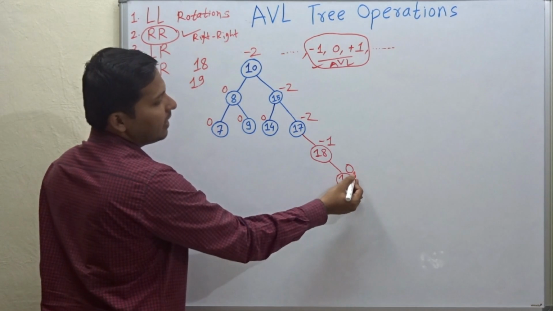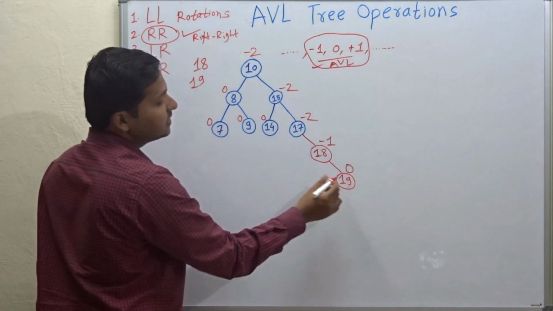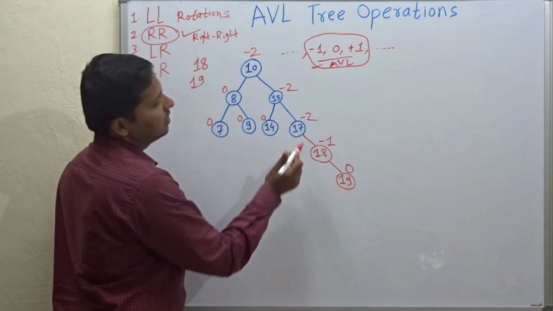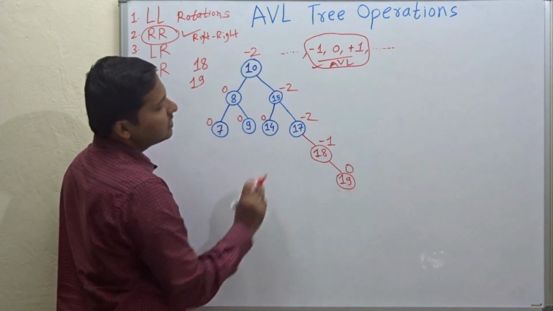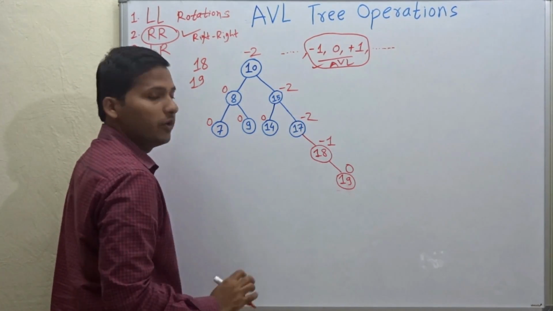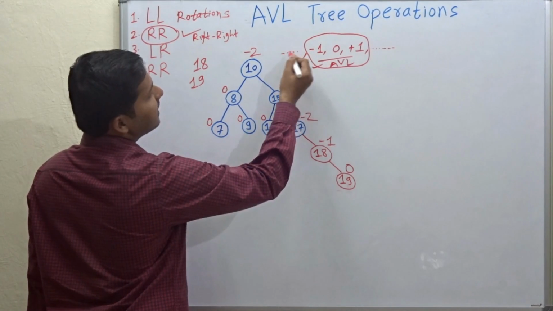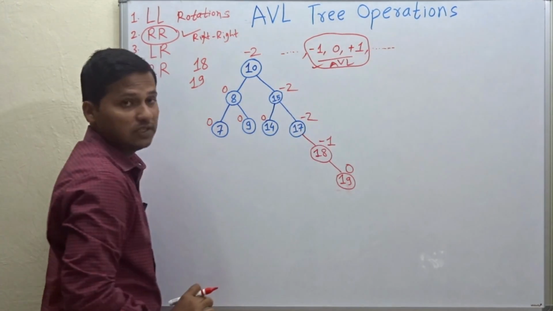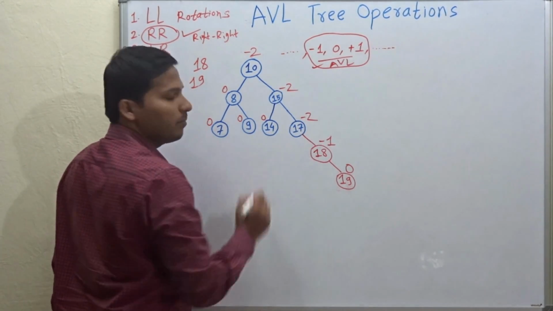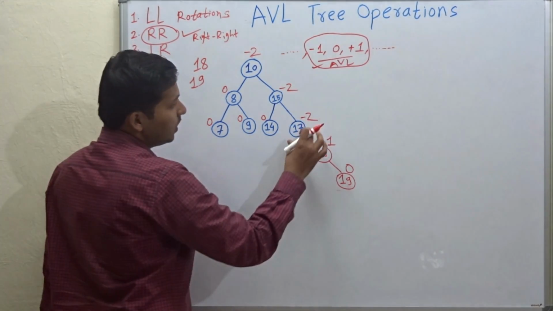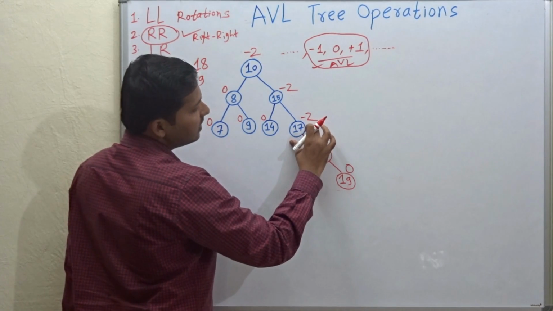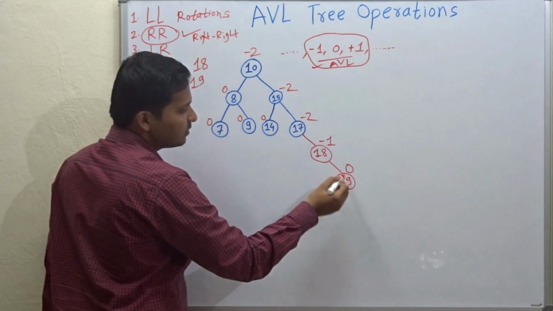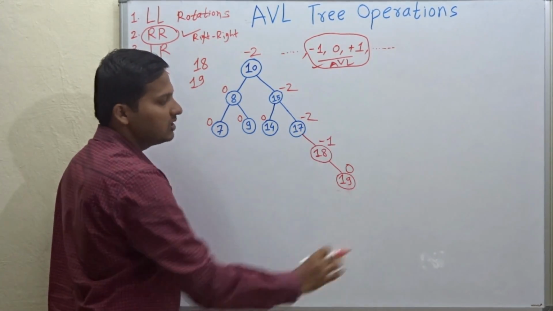So for 19 balance factor is 0, so it is balanced. For 18 the balance factor is minus 1, so that is balanced. For 17 the balance factor is minus 2, means it is less than minus 1, so it is not in the set minus 1, 0 or plus 1, so this is not balanced. So you have to go looking at its right branch now here. So why this has been imbalanced, you have to see that.